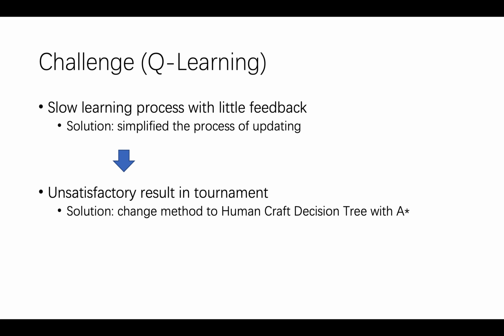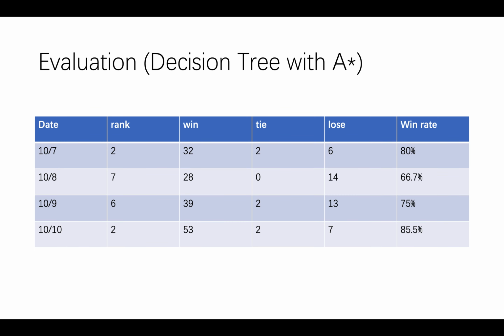We found Q-learning is slow to respond to a rapid change, and it needs many iterations to actually learn a feasible policy. Finally, we chose A-star search with a decision tree as our ultimate solution for the offensive agent. It performs really well in the tournament. The results are in the table below.